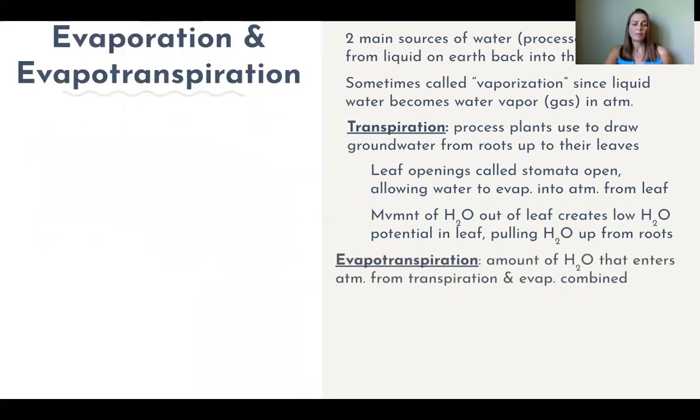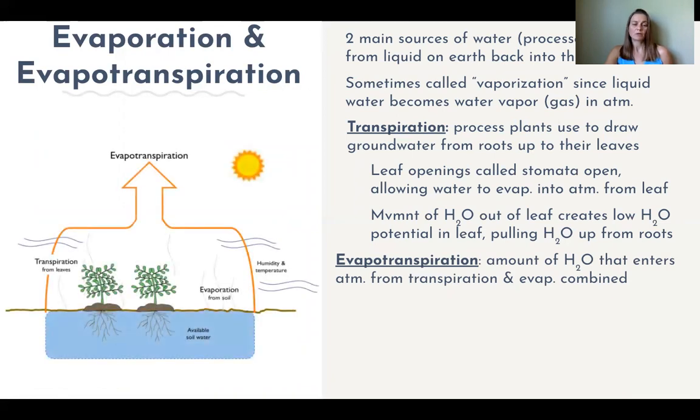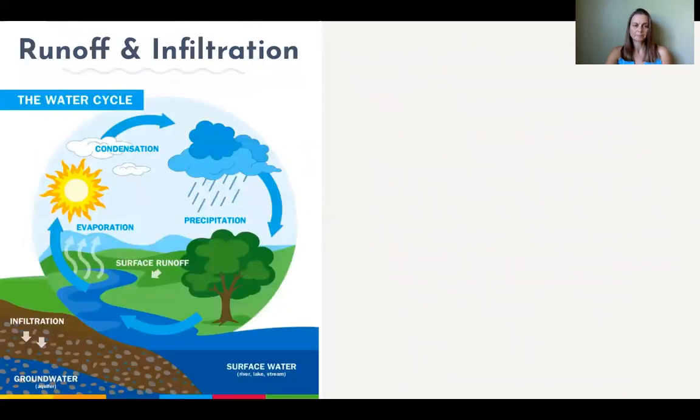So when we talk about evapotranspiration, we're talking about the water that enters the atmosphere from transpiration and evaporation combined. There are areas where this is a huge amount of water. We talk about the airborne river above the Amazon rainforest, because there is so much water entering the atmosphere through evapotranspiration. Both of these processes, evaporation and transpiration, are driven by energy from the sun. So that's how water enters the atmosphere.